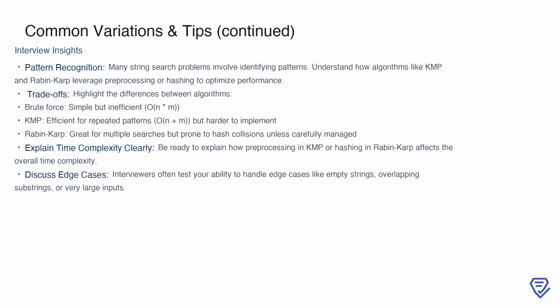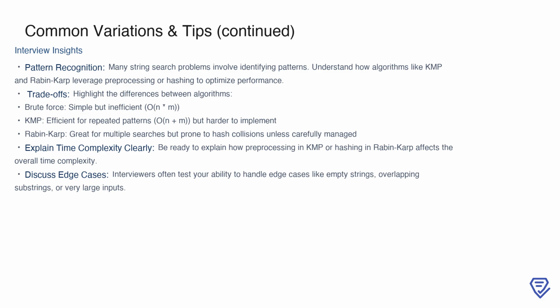When preparing for interviews, it's important to approach string search problems with a clear understanding of key concepts. Many of these problems revolve around recognizing patterns within strings. For instance, algorithms like KMP and Rabin-Karp leverage pre-processing or hashing to optimize performance, and knowing how these techniques work can help you choose the best approach.